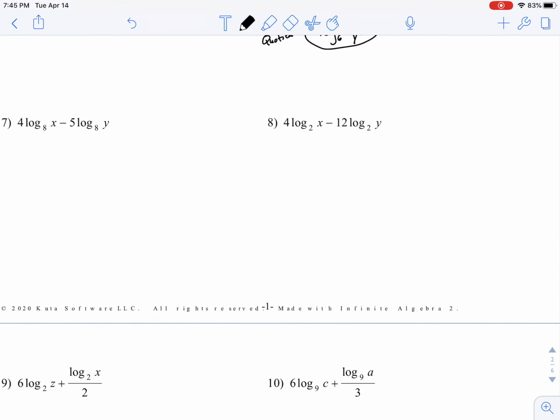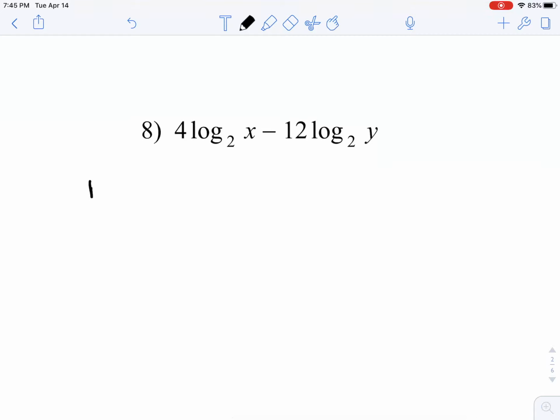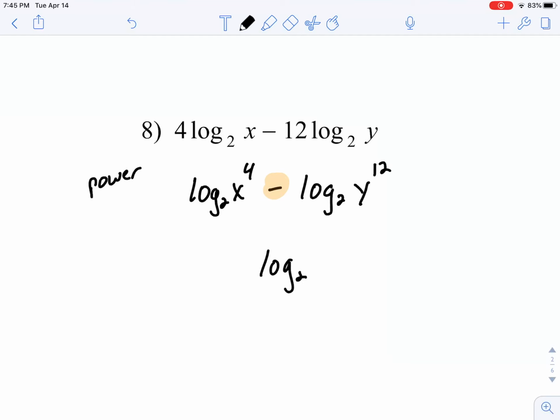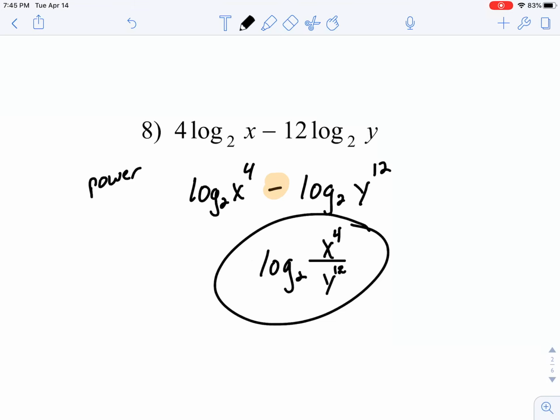Okay, so I can start out with the power rule by making log base 2 of x to the 4th minus log base 2 of y to the 12th. Then I can use the quotient rule, x to the 4th on top, y to the 12th on bottom, and that is the answer that we were looking for. And that was the quotient rule.